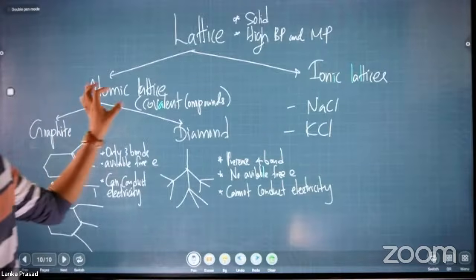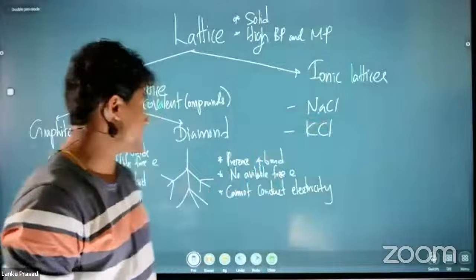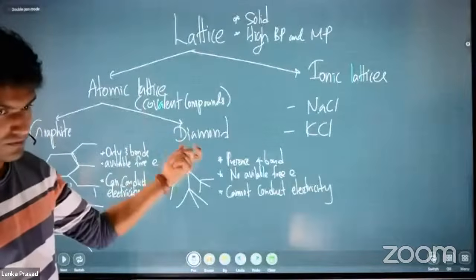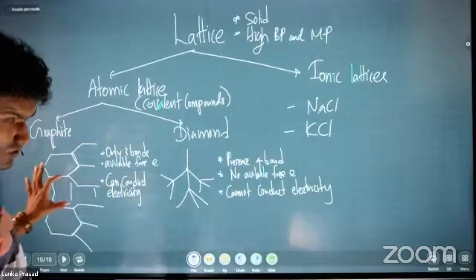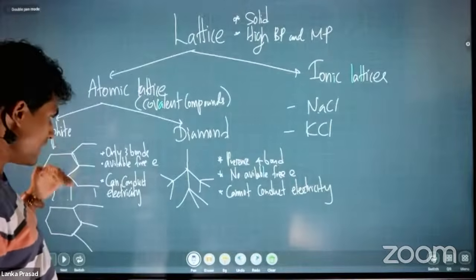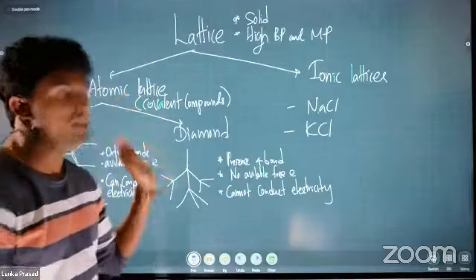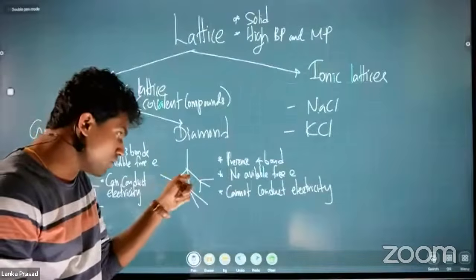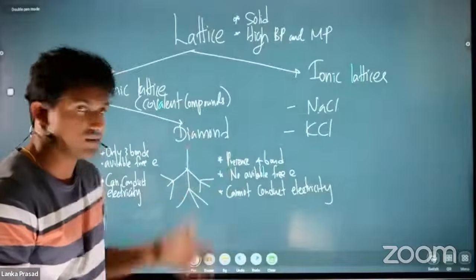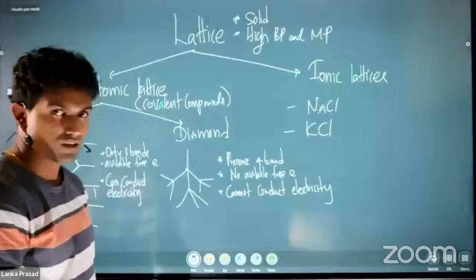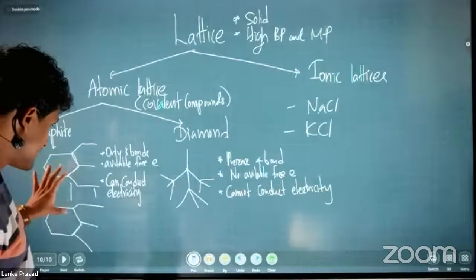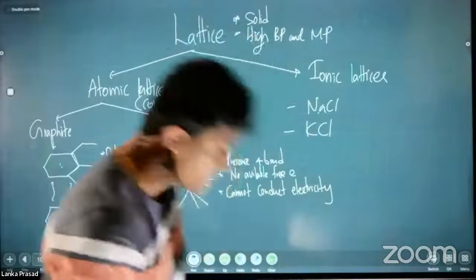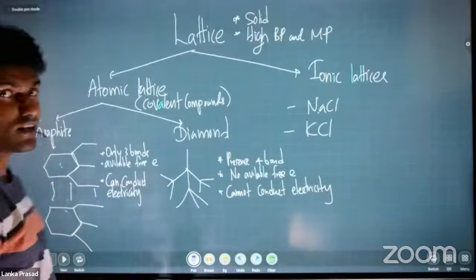Atomic lattices, ionic lattices. Ionic lattices we discussed in sodium chloride, KCl. Then who forms atomic lattices? Covalent compounds. We discussed two, graphite and diamond. Now you know the structure of graphite and diamond. Among them, which one conducts electricity? Graphite. Why? Because there are lots of free electrons. Can diamond conduct electricity? No. Why? Because no available electrons, since every carbon forms 4 bonds. That is why diamond is a harder substance in nature. In graphite, the layers are weakly bound to each other, so one layer can slide over another, which gives a lubricant nature.